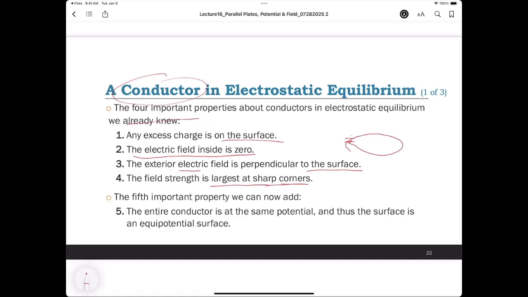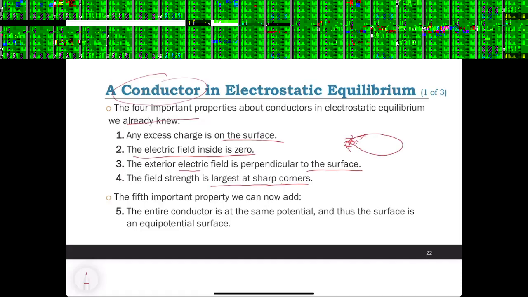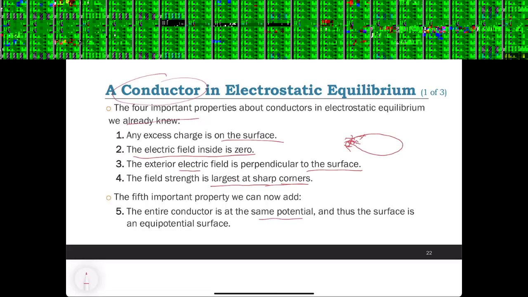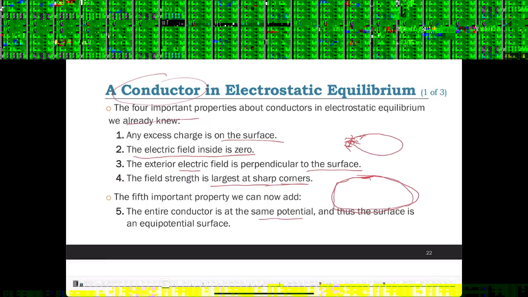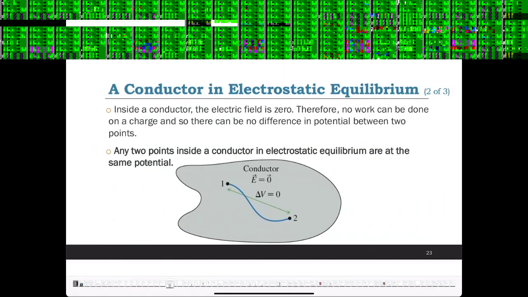And the fifth important property we can add now is that the entire conductor is at the same potential. Thus, the surface is an equipotential surface. For example, here is a conductor, and the surface has the same potential, so the surface is an equipotential surface. This is what we can add in this class. Okay, let's talk more about this.